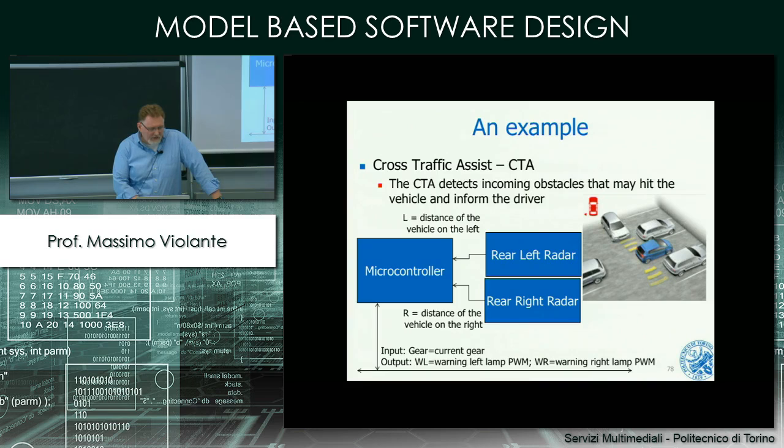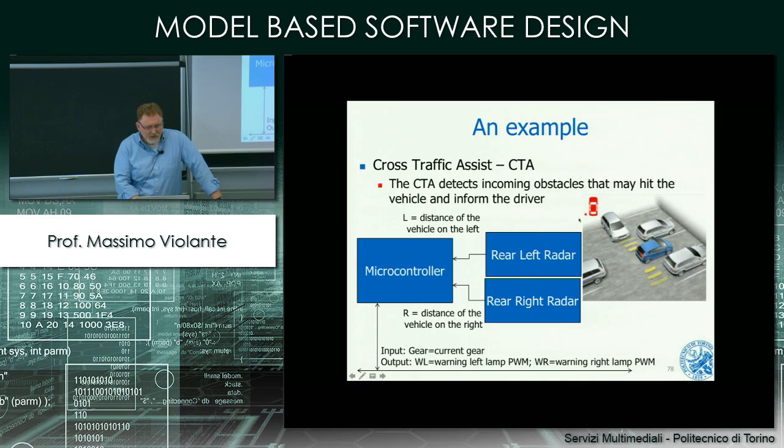And then we can have, for example, as output, the command to turn on or off a lamp on the dashboard of your car to give the driver the visual indication of where the vehicle is approaching from and what the speed or the distance of the vehicle is.